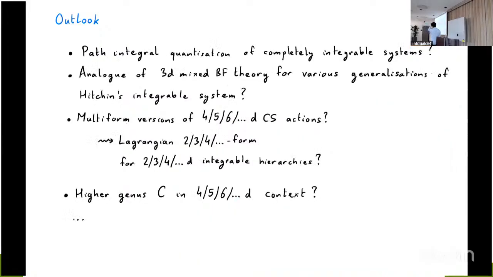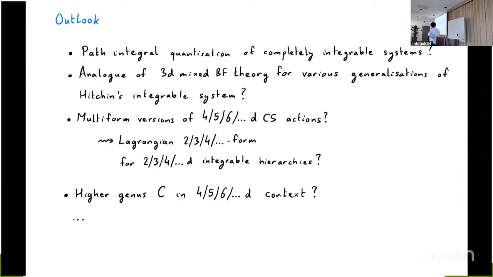Okay, so some outlook. Once we have an action functional, the natural question is, can you use path integral quantization to quantize it? And now I'm really talking about path integral quantization of a completely integrable system, because the action functional, which is this Lagrangian multiform, describes all the time flows of the hierarchy, and it requires developing a new procedure for actually understanding what path integration means for this kind of Lagrangian. There are possible generalizations of the Hitchin system. The Hitchin system doesn't describe all finite dimensional systems, but there are generalizations of it, and the question is, what is the natural analog of the 3D BF theory for those generalizations?